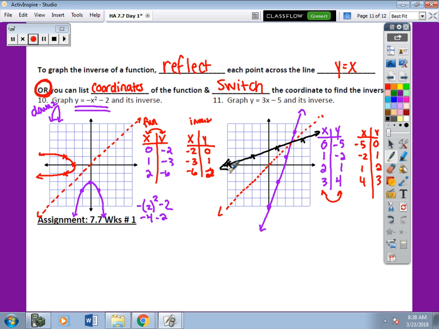Okay, so on your homework you'll have some where you have to graph both of them. If you want, you can use different colors so you can actually tell which one's which. Or you can just do the X's to help differentiate. Your homework is a worksheet.